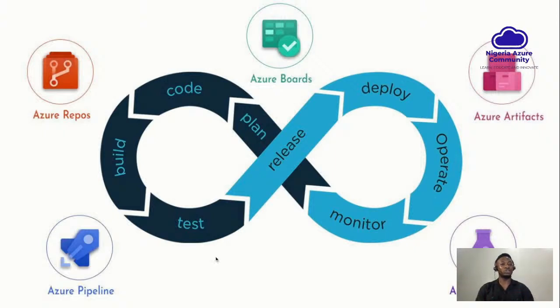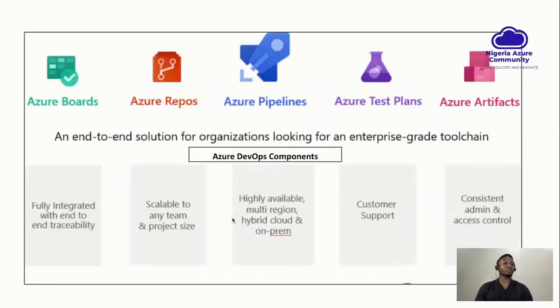All of this is built into Azure. So I'm just going to take this one after the other. We have Azure Boards, Azure Repos, Azure Pipelines, Azure Test Plans, and Azure Artifacts. So it's an end-to-end solution for organizations looking for an enterprise-grade toolchain. It's fully integrated with end-to-end traceability.